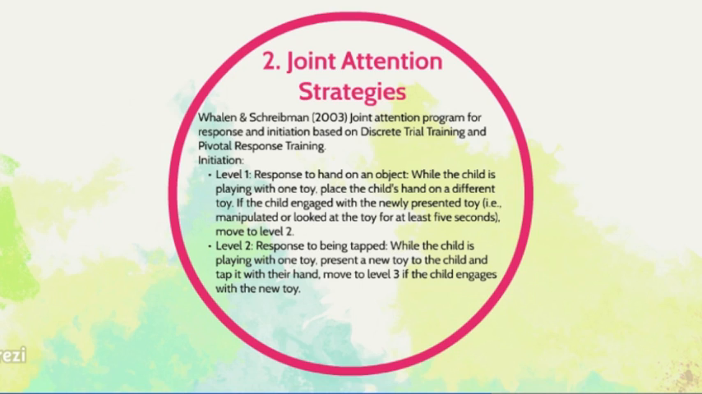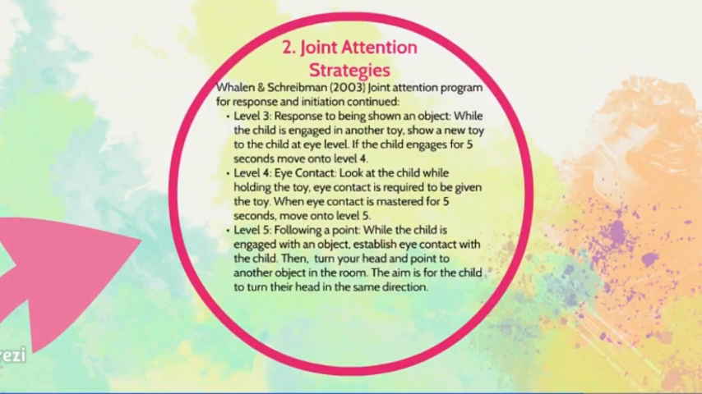Response to being tapped. While the child is playing with one toy, present a new toy to the child and tap it with your hand. Move to level 3 if the child engages with the new toy. Response to being shown an object. While the child is engaged with another toy, show a new toy to the child at eye level. If the child engages for 5 seconds, move on to level 4.